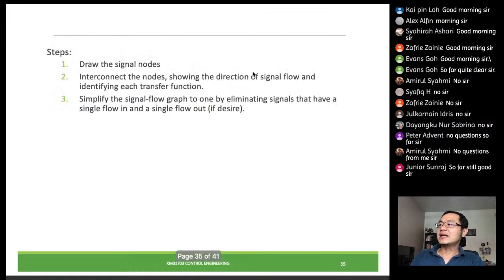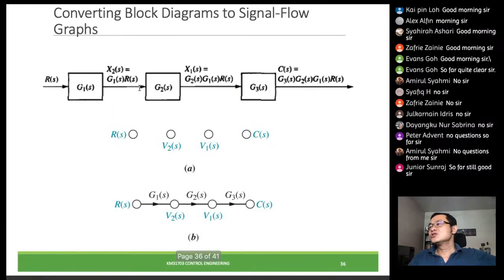How can we actually transform or draw this signal flow diagram? First, we just draw nodes to represent the signals. Then we connect them with lines to represent the transfer functions. We write the transfer functions next to the lines. And finally, we can simplify them if we want, right? So this is how we can convert a block diagram into a signal flow.